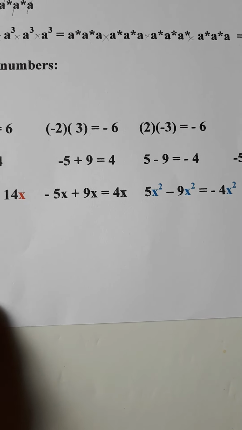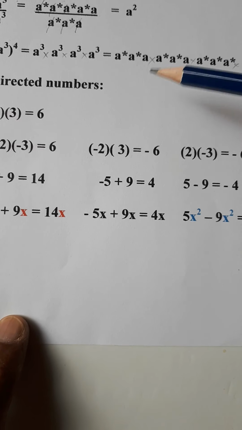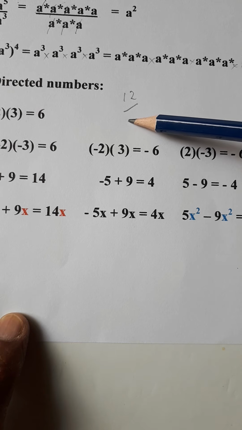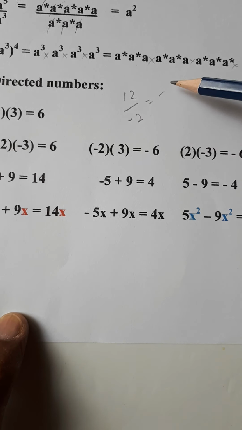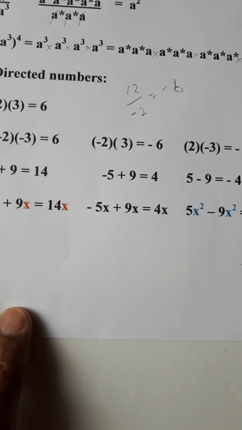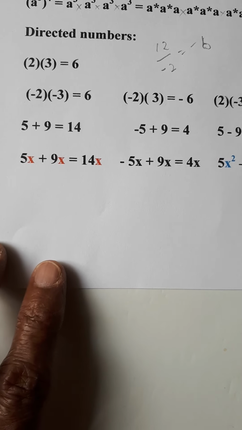The same pattern holds when you are dividing also. If you are dividing 12 by minus 2, the answer is minus 6, because one of them is negative, so the answer is negative. If both are negative, the answer is going to be positive. Now we are going to see addition.